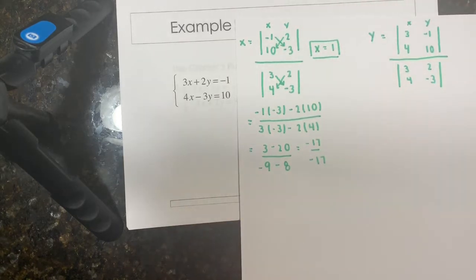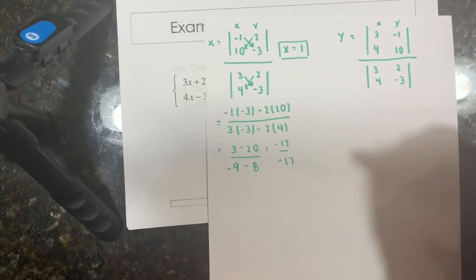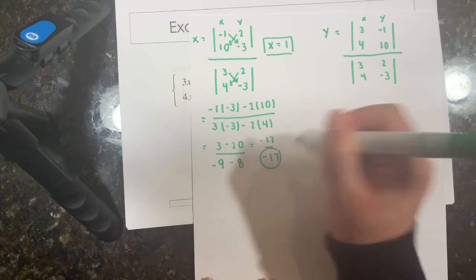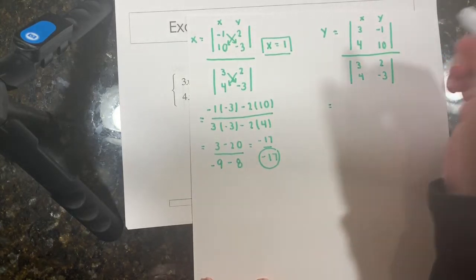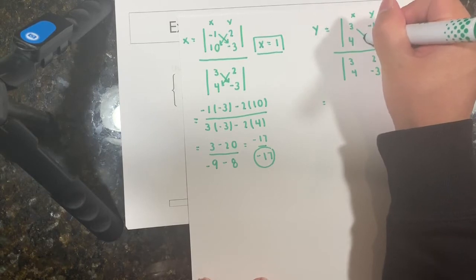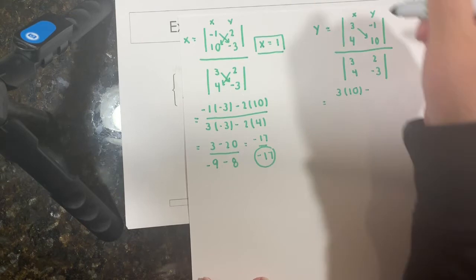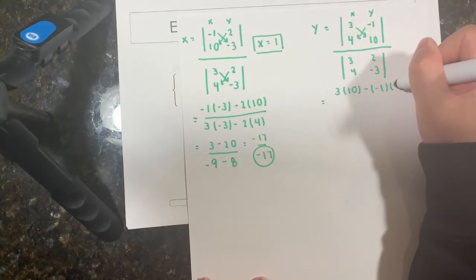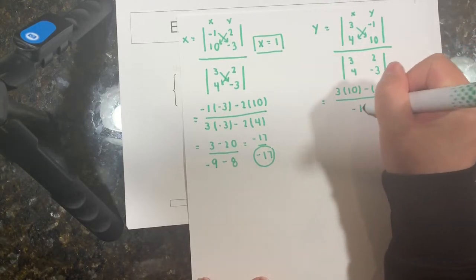Now that I've solved for x, I'm going to solve for y. I've already solved for the y's denominator because it's going to simplify to the same thing, so it's still going to be negative 17, but I still need to do the numerator. Start with the top left times bottom right, so 3 times 10, minus top right times bottom left, so negative 1 times 4, and that's all going to be over negative 17.